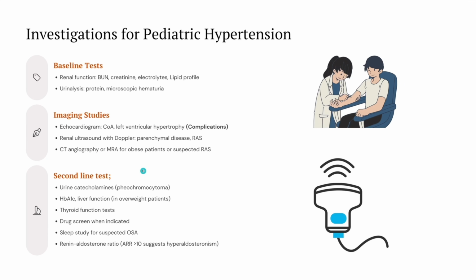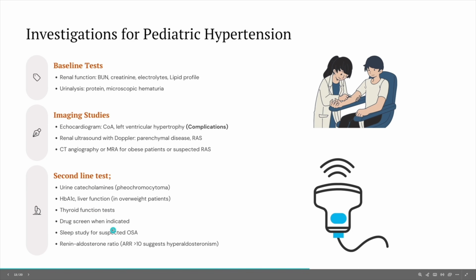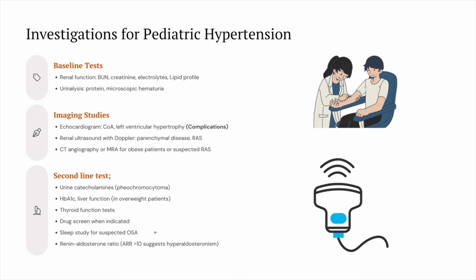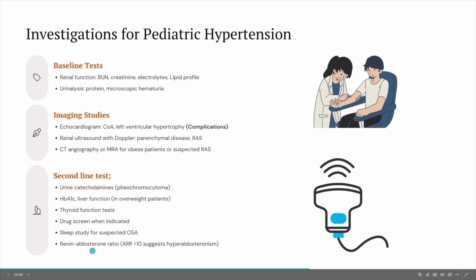So some second-line tests, again, go back to differential diagnosis. For pheochromocytoma, send the urine catecholamine. For overweight patient, send the HbA1c and liver function to look for fatty liver. If you're suspecting hyperthyroidism, do think of thyroid function test. Drug screen if you think the patient has recreational drug use. If you think the patient has OSA, obstructive sleep apnea, do the sleep study. If you think the patient has RAS, do the renin-aldosterone ratio.